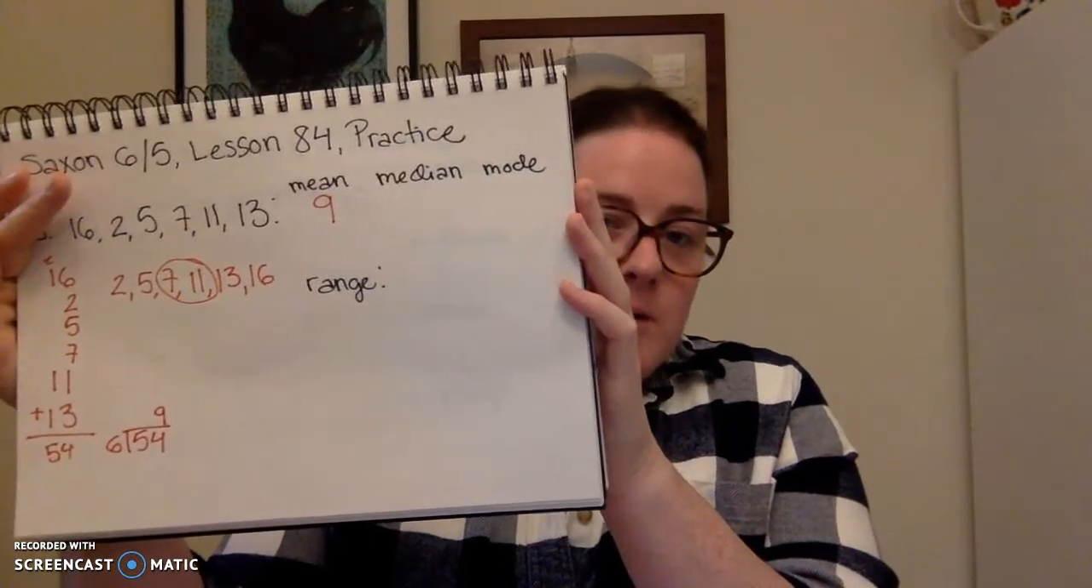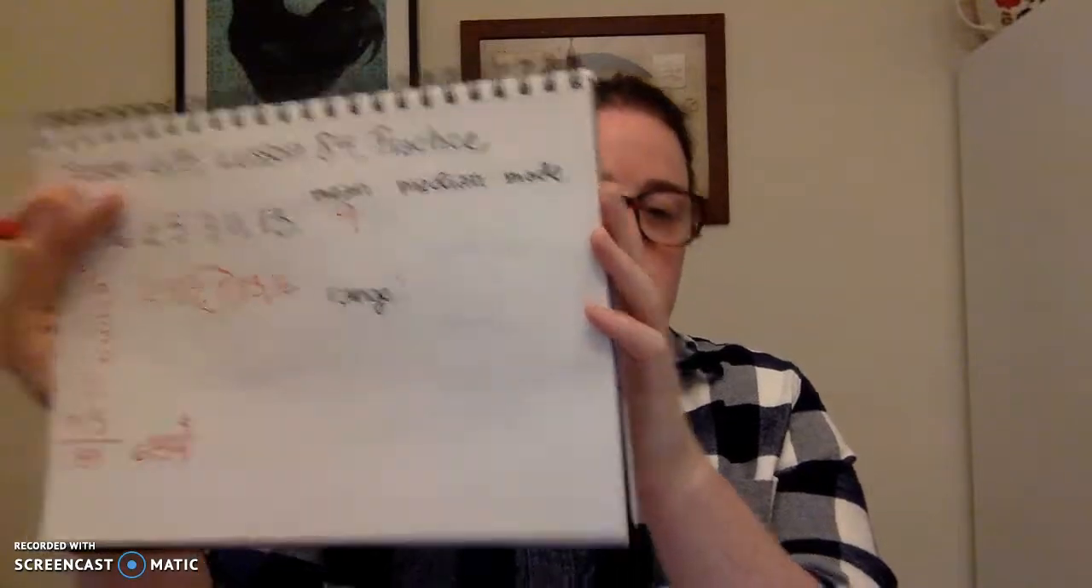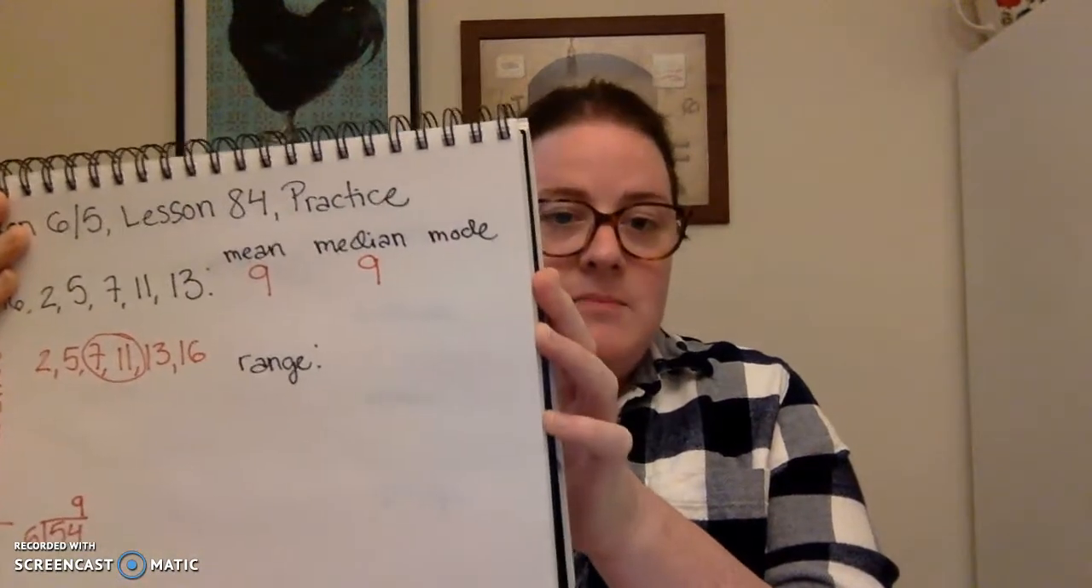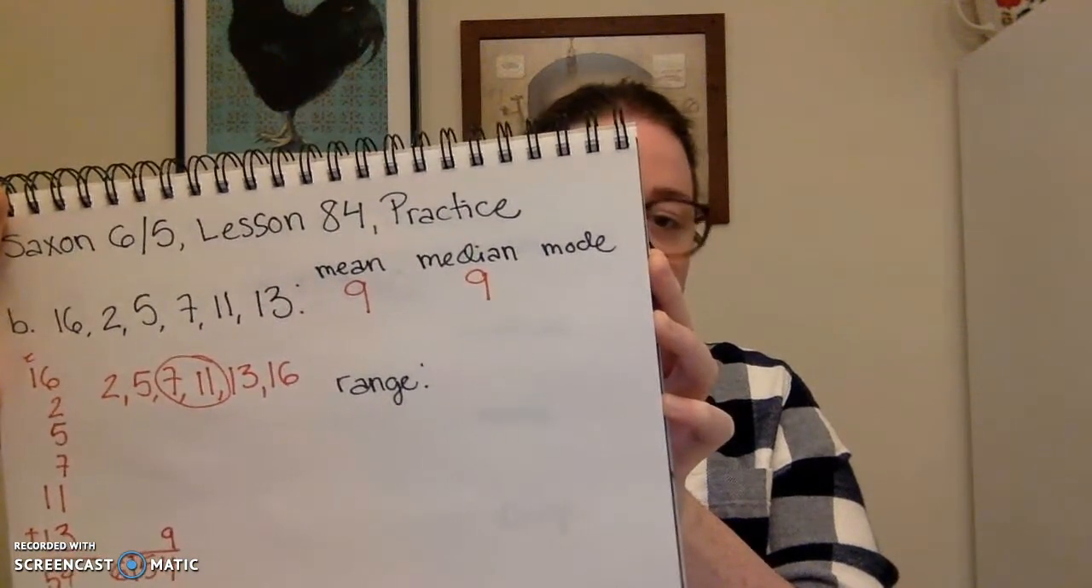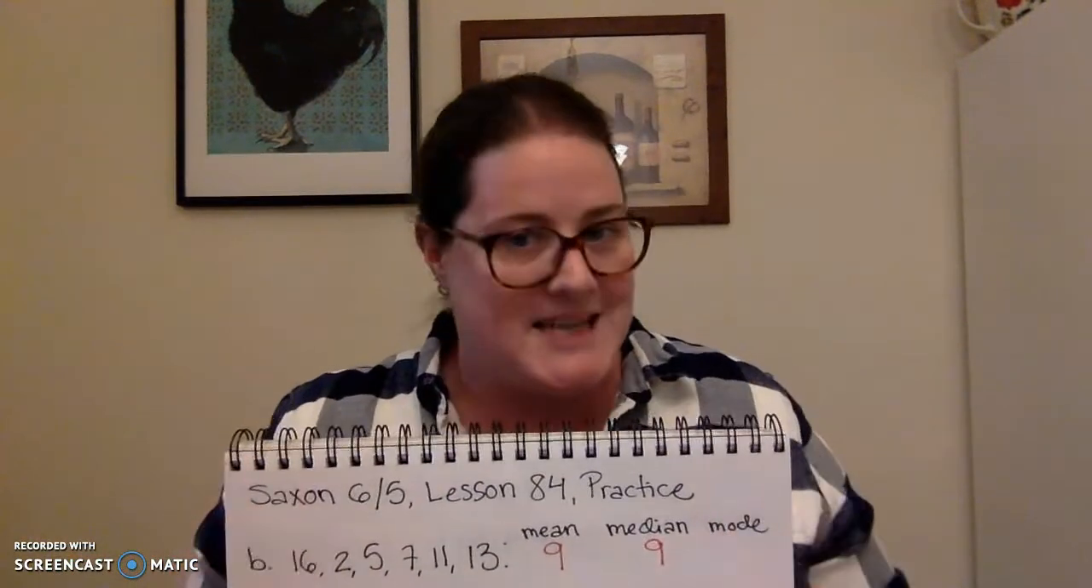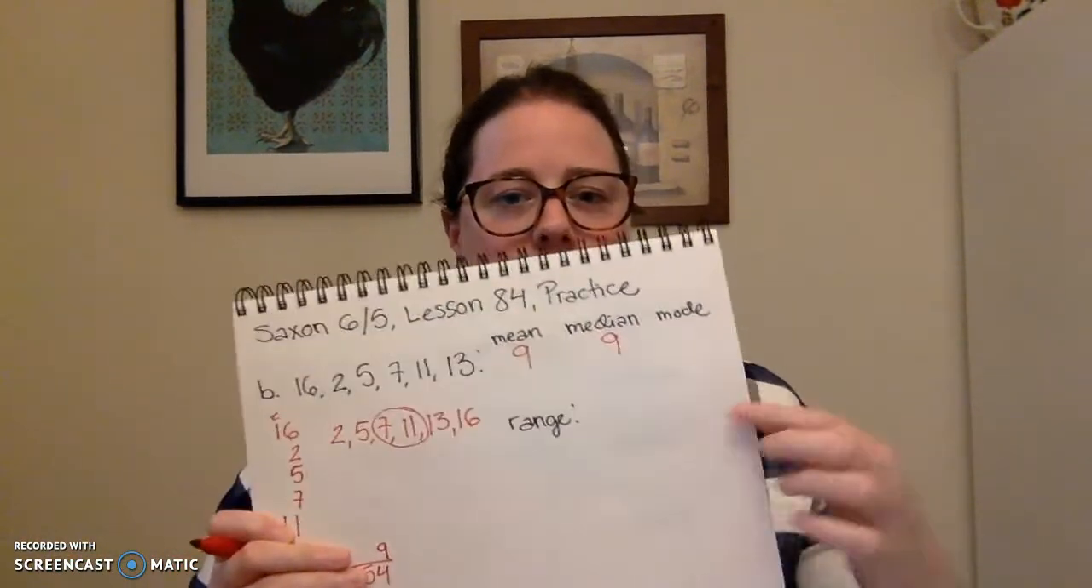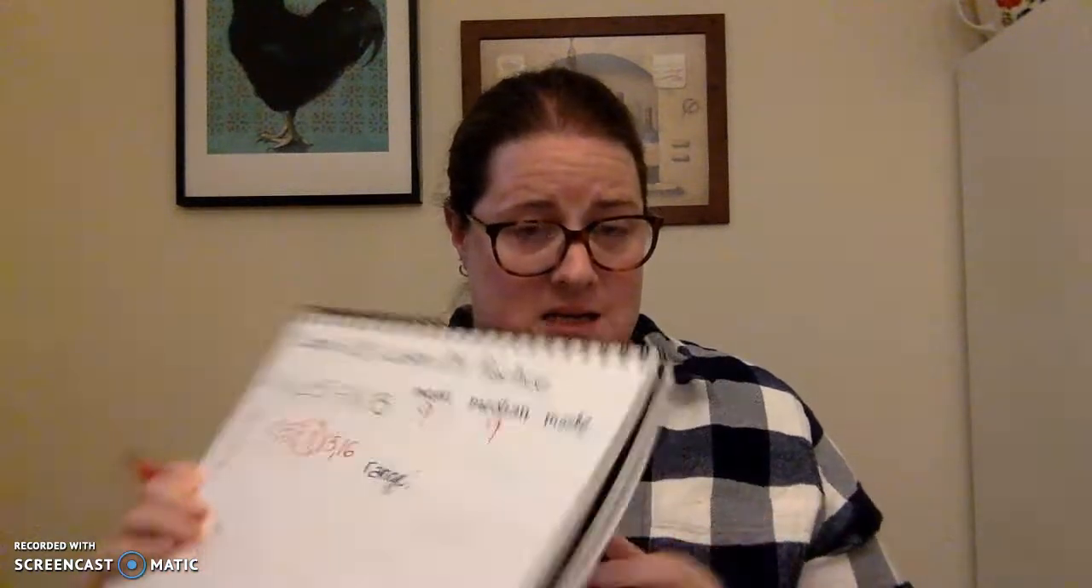That's my middle number, 7 and 11. Those are the 2 numbers in the middle because my data set has 6 numbers in it. So I'm going to take the average. 7 plus 11 is 18. 18 divided by 2 is 9. That means my median is 9. Notice that 9 is not a number in my data set, but it is still the number in the middle of my data set.